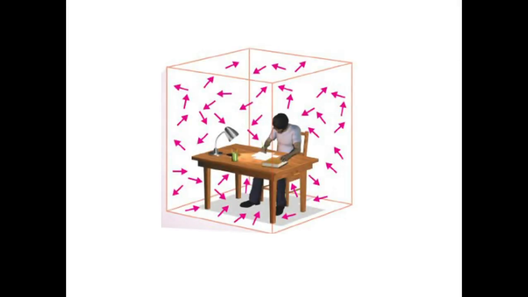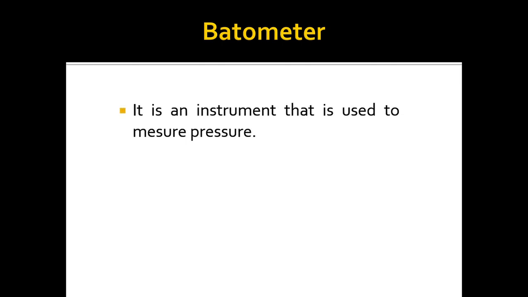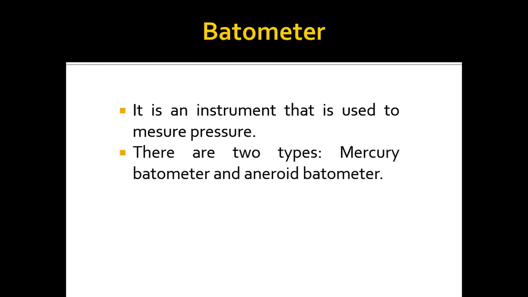So here is one example of how air pressure is moving around your room. This is something that we cannot directly see with our eyes, but it's something that is happening right now. And we have a very important tool to measure air pressure. That is the barometer. The barometer is an instrument that is used to measure air pressure. There are two types: one barometer that uses mercury and another one that is called an aneroid barometer.